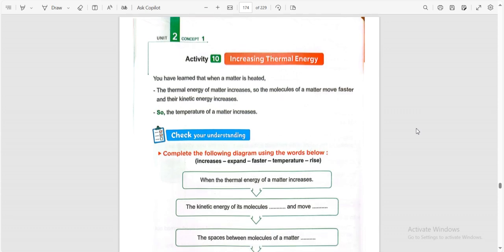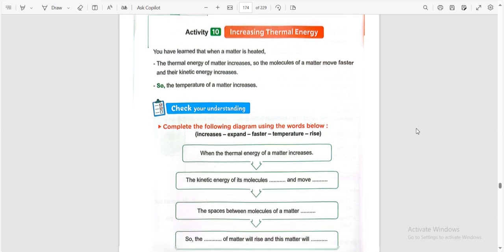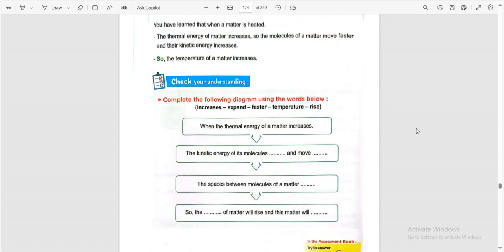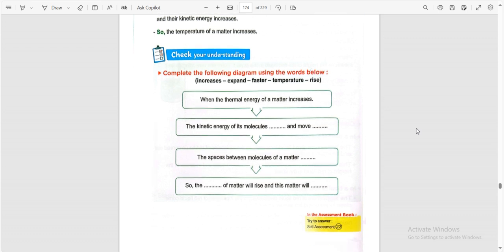So how do we increase the thermal energy? By heating or by moving matter. Because when you move something, the kinetic energy increases. And then, as the kinetic energy increases, because thermal energy is the sum of the kinetic energy, as the kinetic energy increases, the thermal energy increases as well. So let's try and answer these questions.